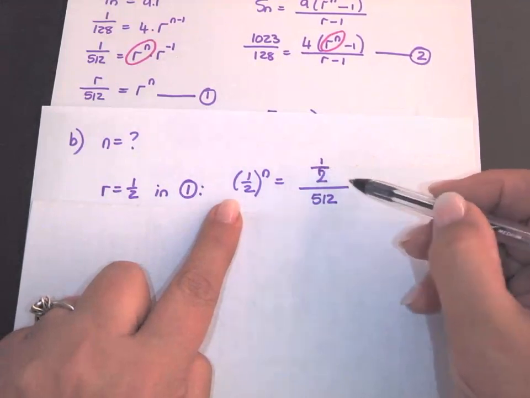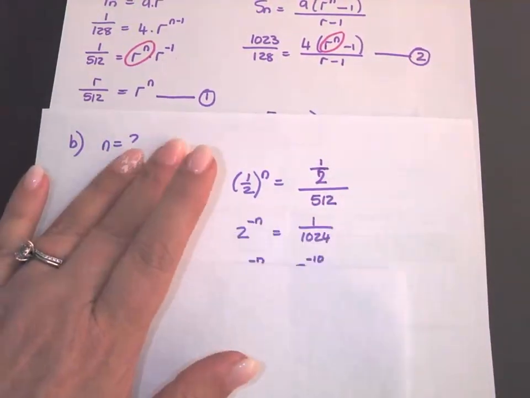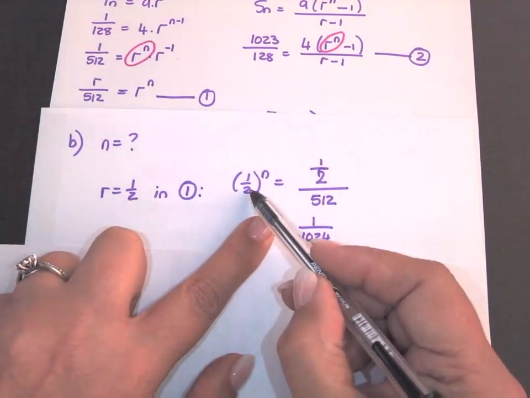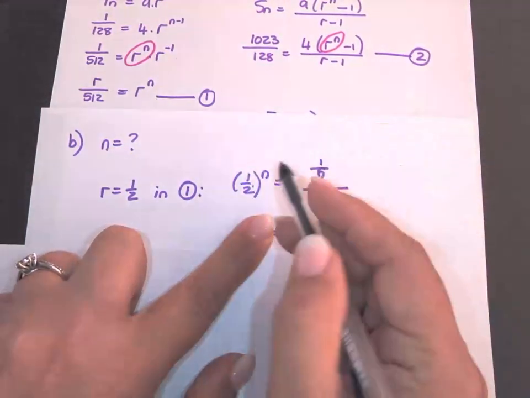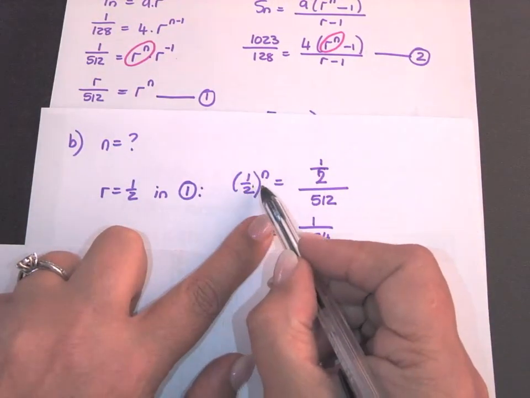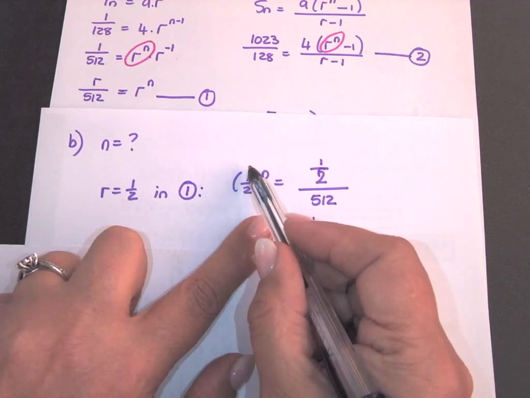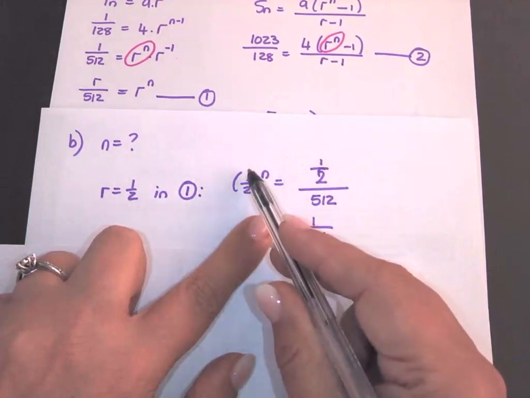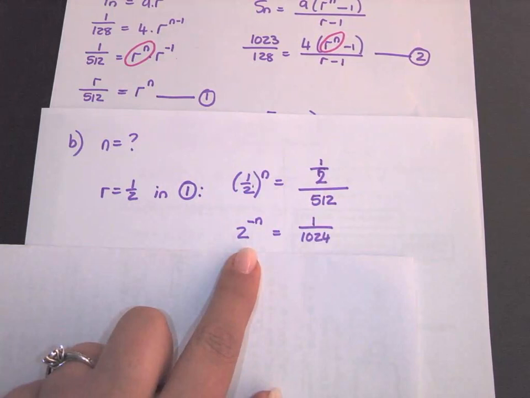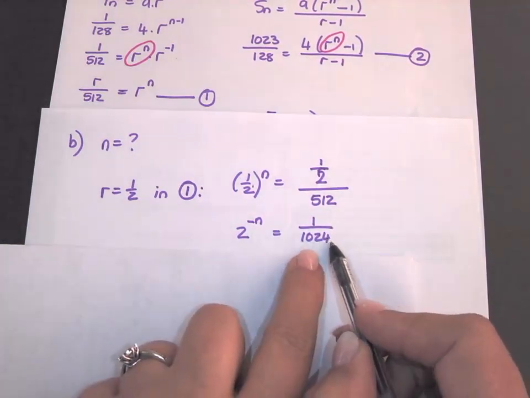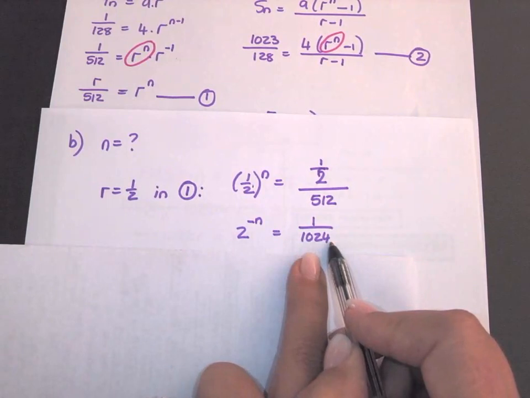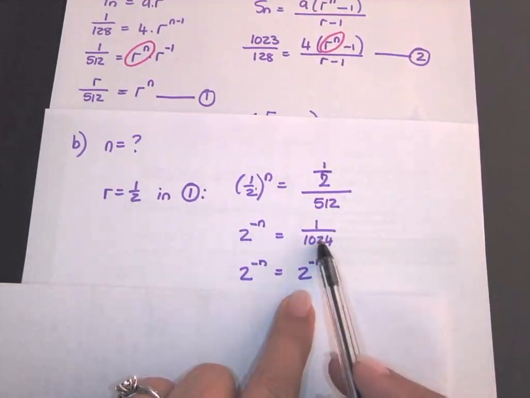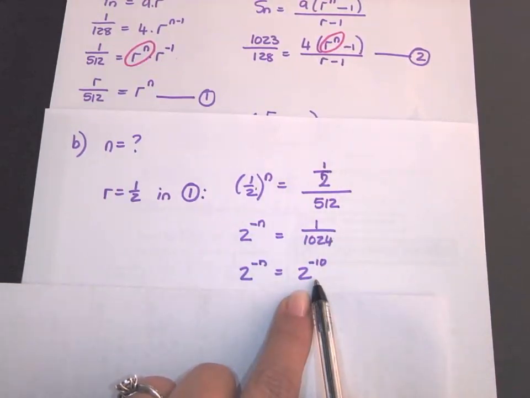Now, if you say half divided by 512, you get 1 over 1024. This 2 has a power of 1, so I'm going to take it from the denominator to the numerator. Then it becomes 2 to the power of negative 1 times n, 2 to the power of negative n. This 1024, you're going to get the prime factors, and you're going to see it's 2 to the power of 10. Take it up, then it's 2 to the power of negative 10.